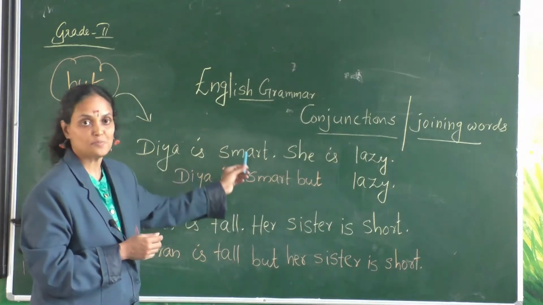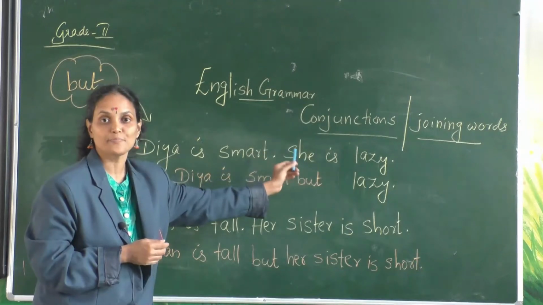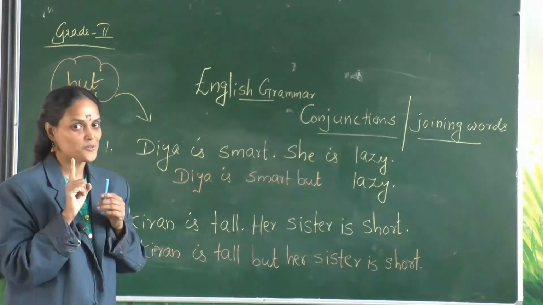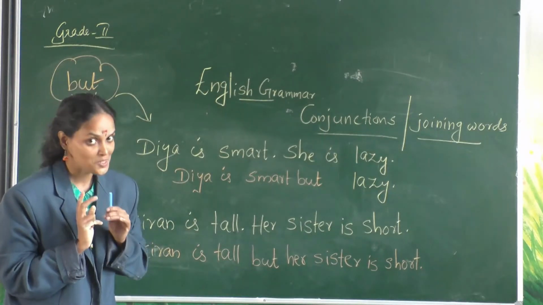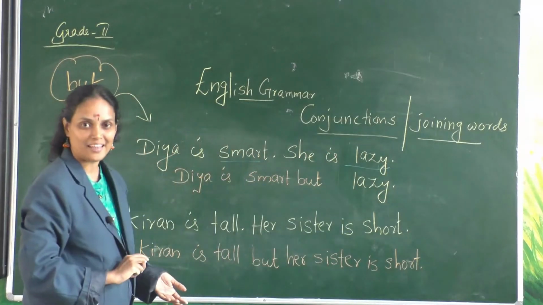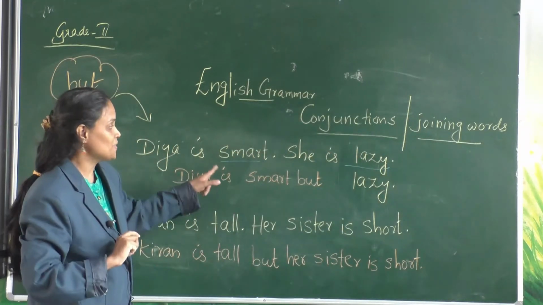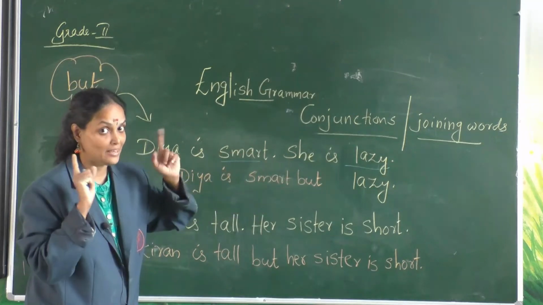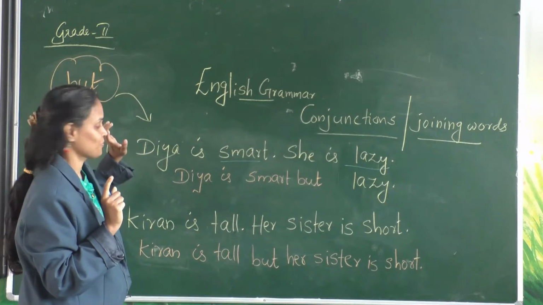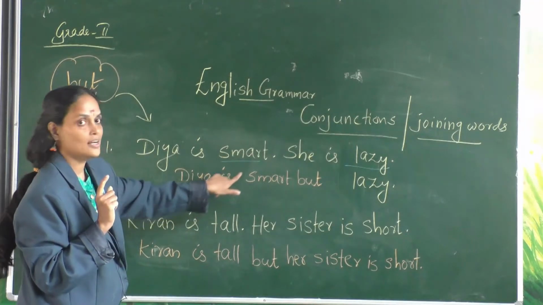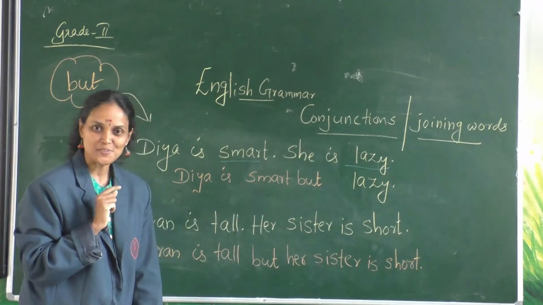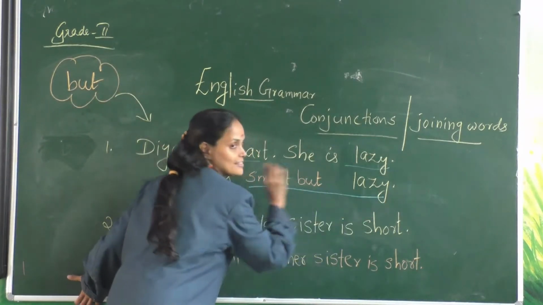Some examples are here. Diya is smart. She is lazy. How do we combine it? By using but. Two opposite words are here. Which are they? Yes, smart, lazy, right? So we are going to combine these two opposite words. Bear in mind, two opposite words using the conjunction but. Diya is smart but lazy. Understood? Smart but lazy.